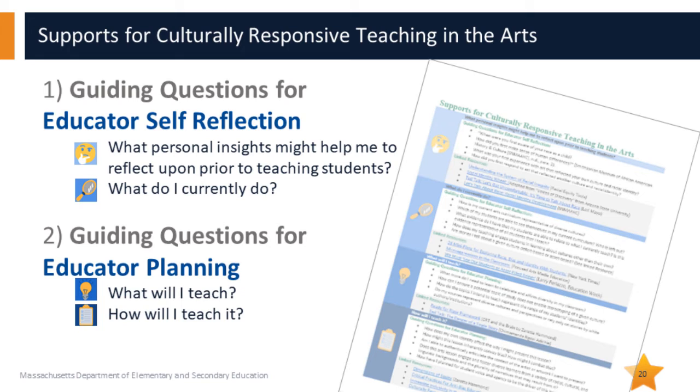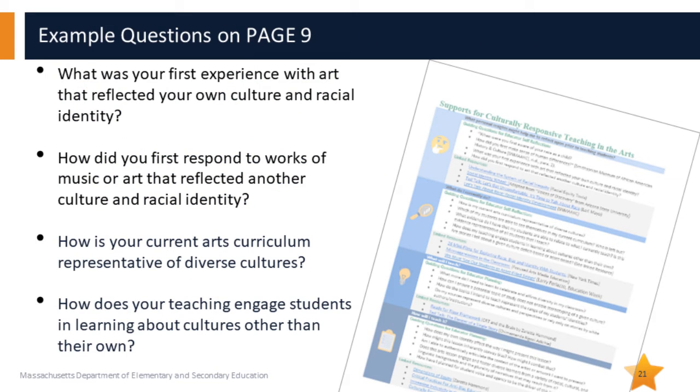The question prompts for educator planning are: what will I teach and how will I teach it? Here are some examples. First, an educator reflects on their own experience, such as, what was your first experience with art that reflected your own culture and racial identity? How did you first respond to works of art that reflected another culture and racial identity? Then the questions lead an educator to consider what they are currently teaching, such as, how is your current arts curriculum representative of diverse cultures? How does your teaching engage students in learning about cultures other than their own?